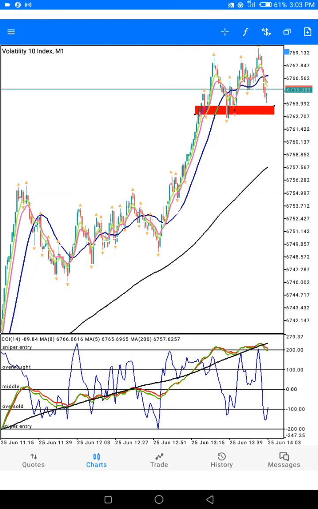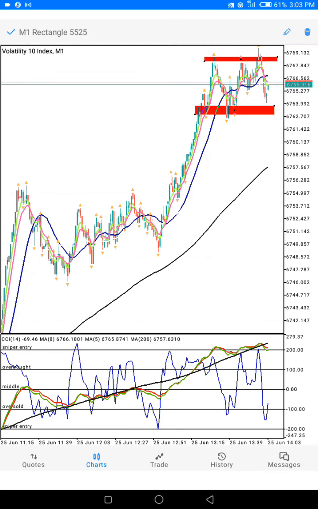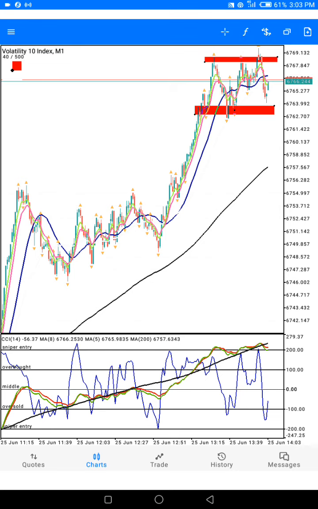So watch out for the moving average. This is our 200 MA. You see where the 200 MA is. This is the 200 moving average.